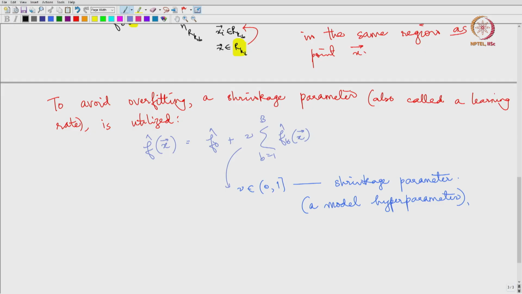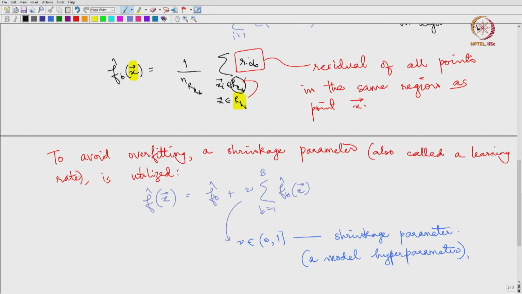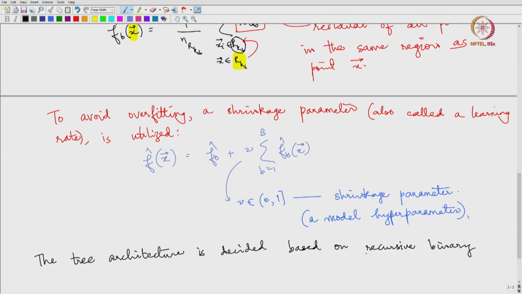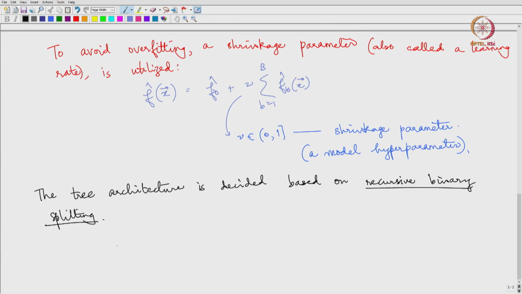Now one thing still remains: we still have not said how these regions R_kb will be decided. But that is something we have already mentioned in one of the previous lectures, that the tree architecture is decided based on recursive binary splitting. If you remember, recursive means that we go on splitting the tree, and binary means that at every point two regions or two nodes emerge from the tree. We keep on doing this till the loss function comes down to a certain value, and at that point we stop, and then we can also do tree pruning to prevent overfitting of the trees.